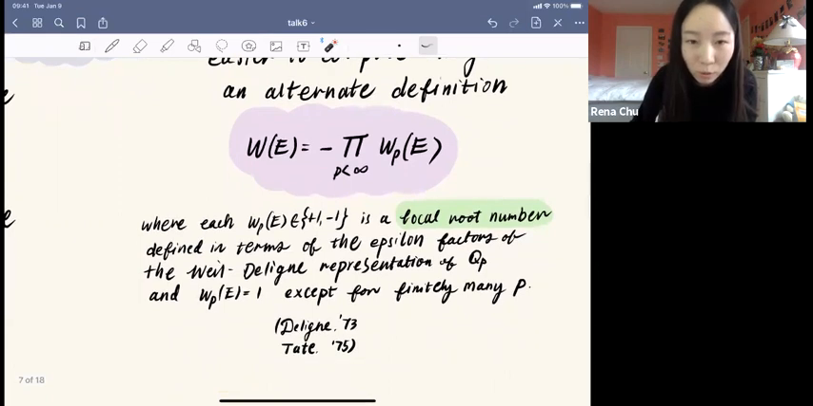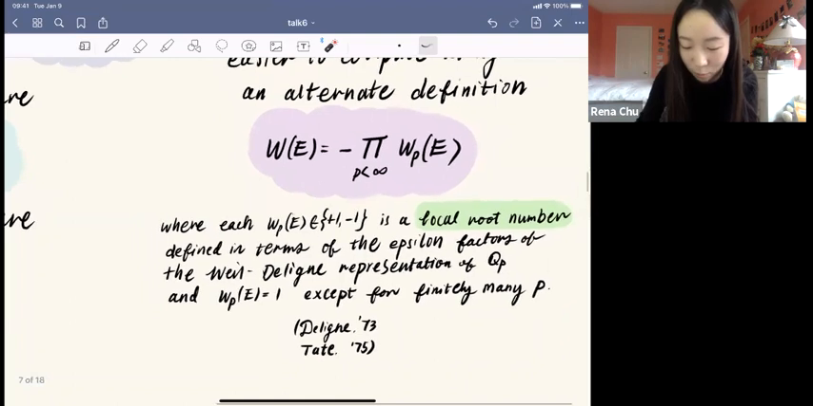Each of these local root numbers is defined in terms of the epsilon factors of the Weil-Deligne representations of Q_p. They are each ±1, and they are in fact equal to 1, except for finitely many p. More details can be found in these two references.